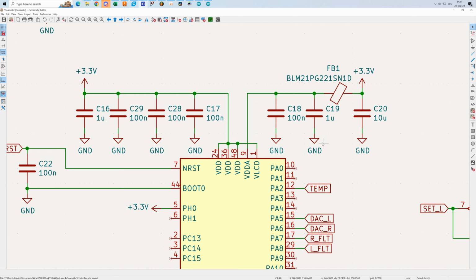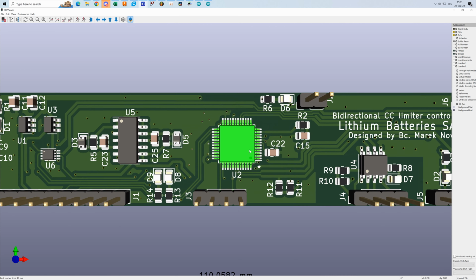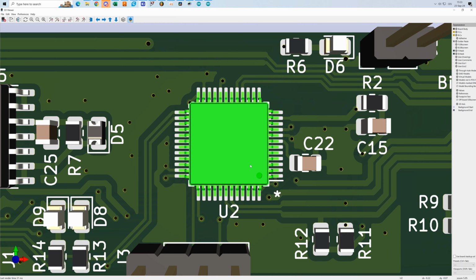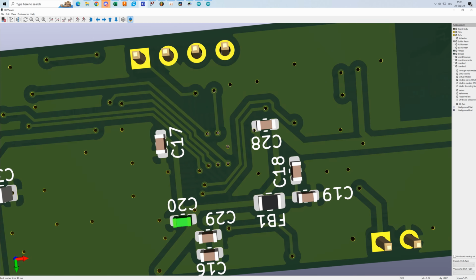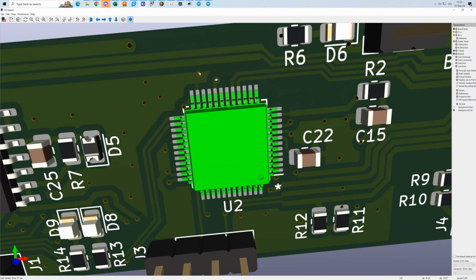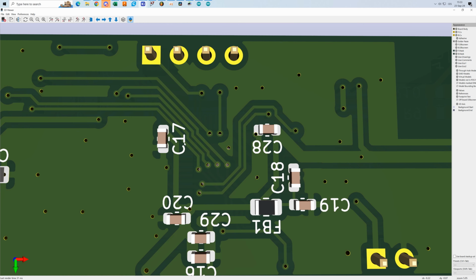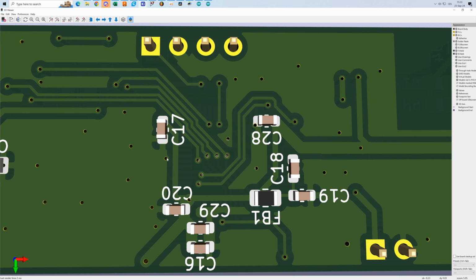So now let's have a look at the PCB, which I've opened over here. So this is the PCB. Here on the top side is the microprocessor, and on the bottom side are the capacitors. They are on the bottom side because then they can be closer to the pins themselves, right? So notice how these capacitors are placed. They are placed to be as close to all the digital pins as possible.